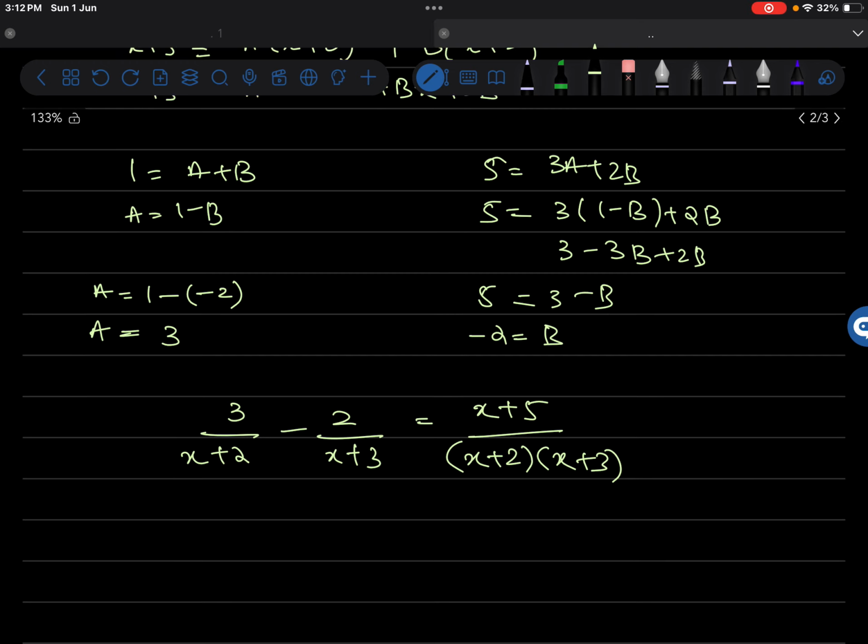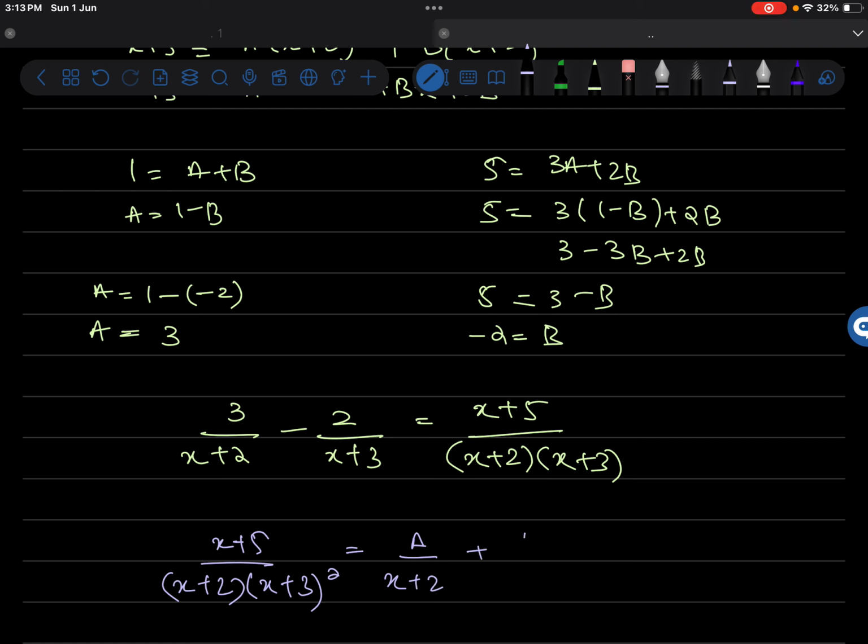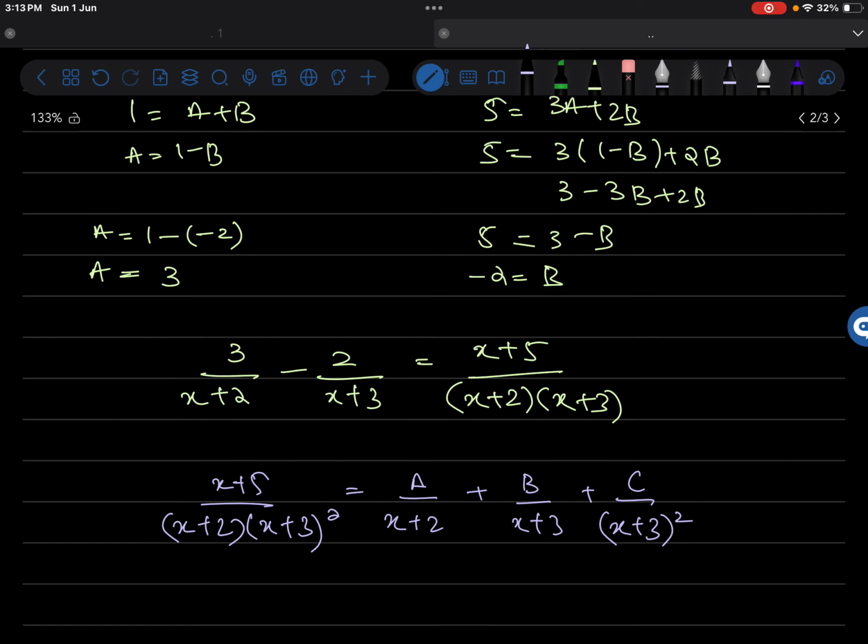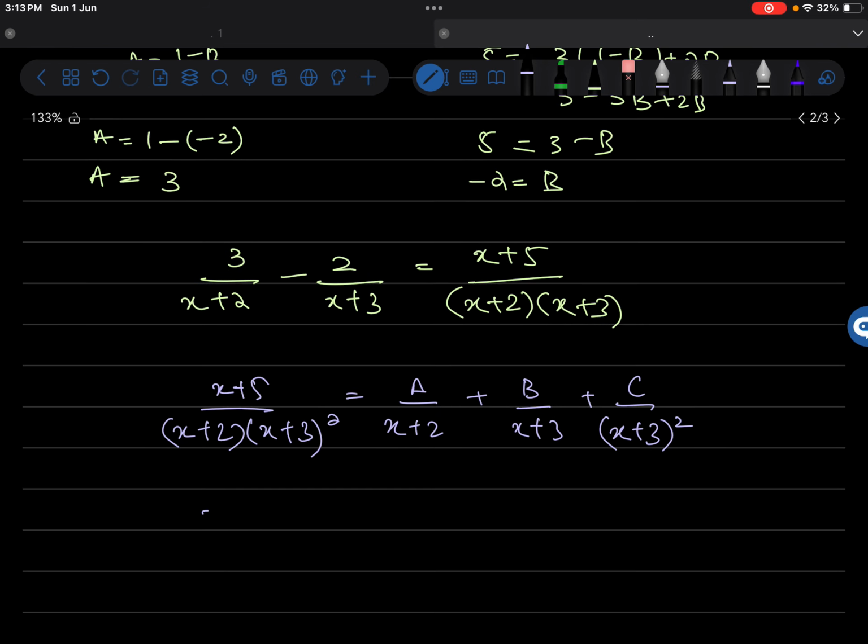Now let's say, because there are some variations, instead of this it was written (x plus 5) over (x plus 2) times (x plus 3) squared. So now this is a repeated denominator, right? So instead of writing a plus b, I'm going to be writing a over x plus 2 plus b over x plus 3 plus c over (x plus 3) squared. So whenever you have a repeated denominator, you're going to be writing x plus 3 and then (x plus 3) squared. And let's say another scenario is if this was a quadratic instead of a linear function.